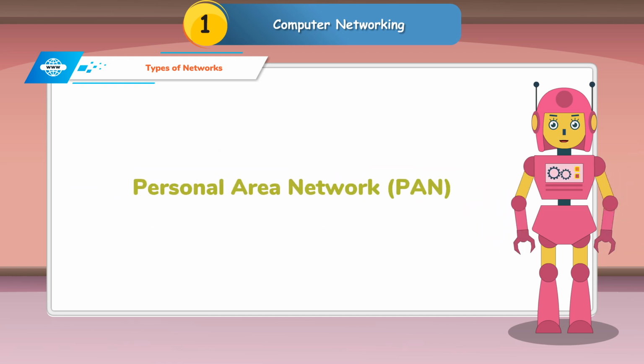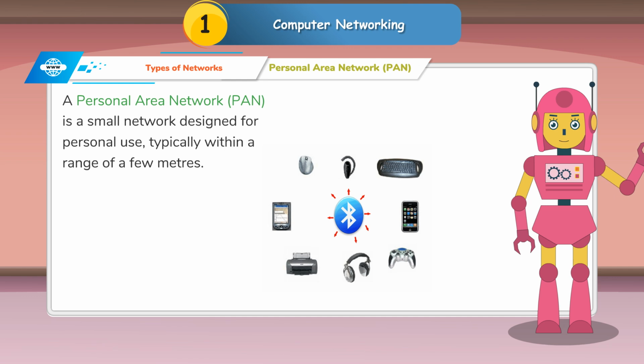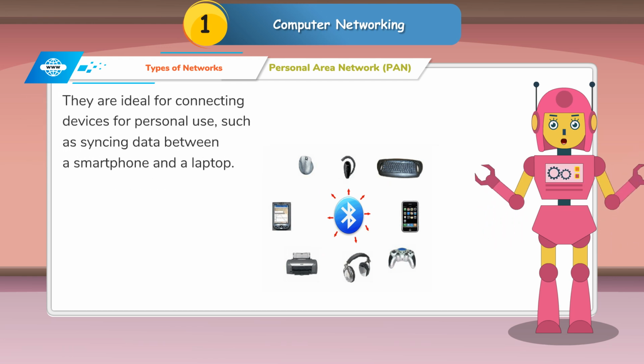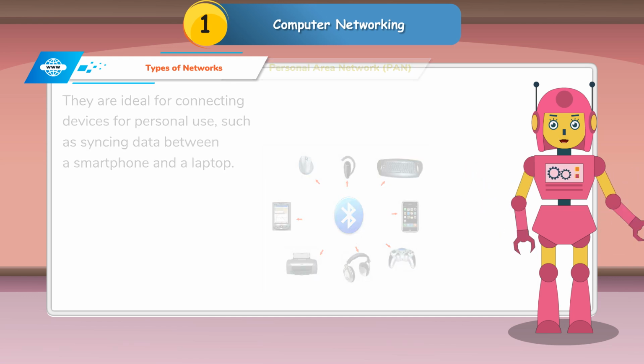Personal Area Network, PAN. A personal area network, PAN, is a small network designed for personal use, typically within a range of a few meters. PANs connect personal devices such as smartphones, tablets, laptops, and wearables. PANs can be wired using USB cables or wireless using Bluetooth or Wi-Fi. They are ideal for connecting devices for personal use, such as syncing data between a smartphone and a laptop.